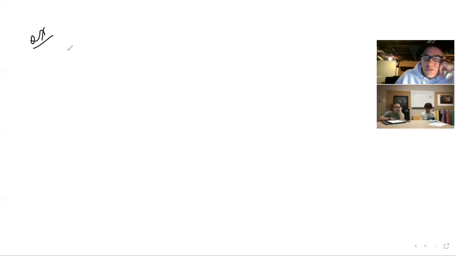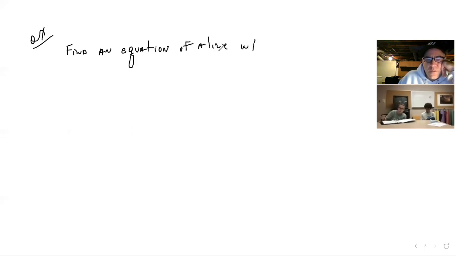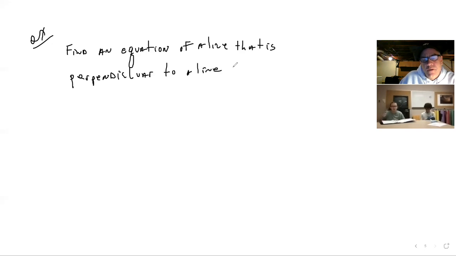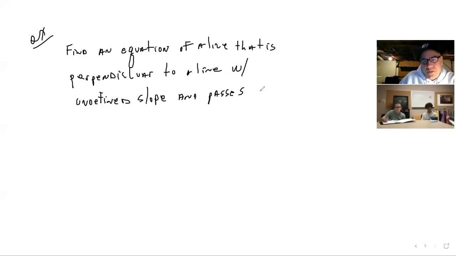All right. So I want you to find an equation of a line, let's do it this way, a line that is perpendicular to a line with undefined slope and passes through (-8, 5). All right, give me a minute.